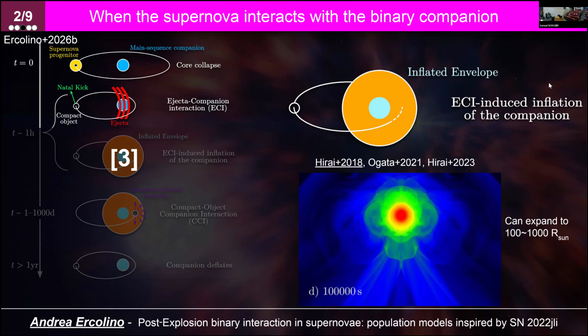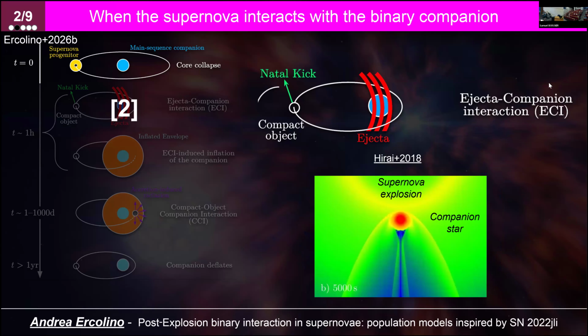From 2018, 2021, 2023, which I've listed here, the expansion seemed to happen on a dynamical time scale. So it's something in the order of hundreds of days at best, but it can also be shorter, because you also have to imagine that this was initially a main sequence star. So the dynamical time scale is sometimes on the order of minutes or hours. So the expansion is basically immediate.